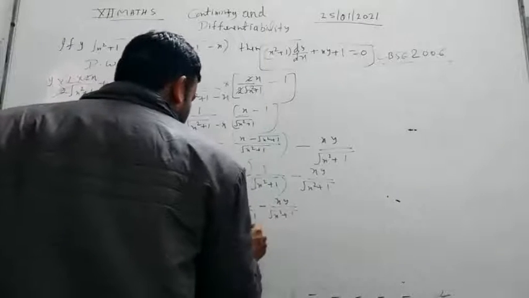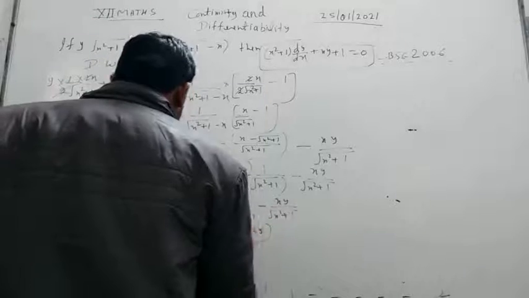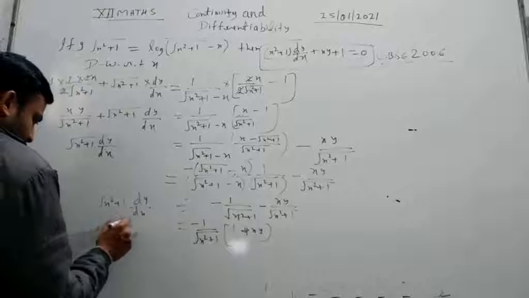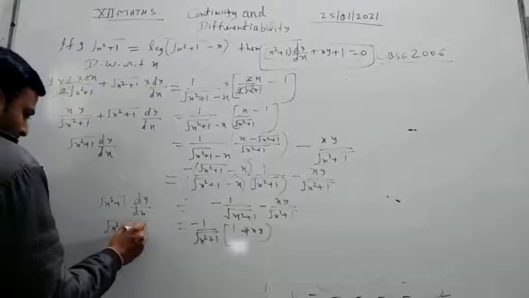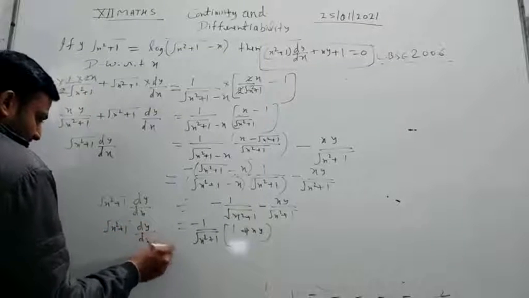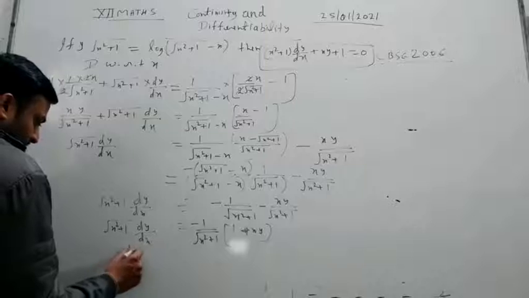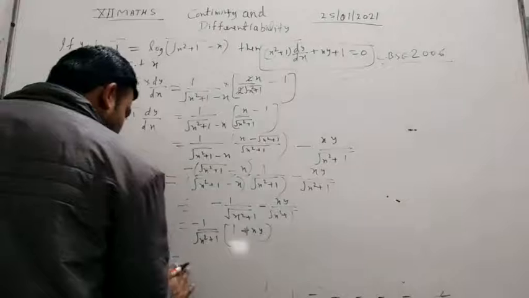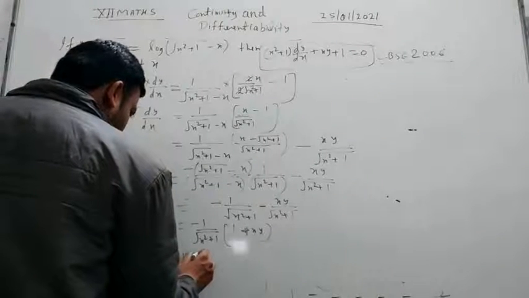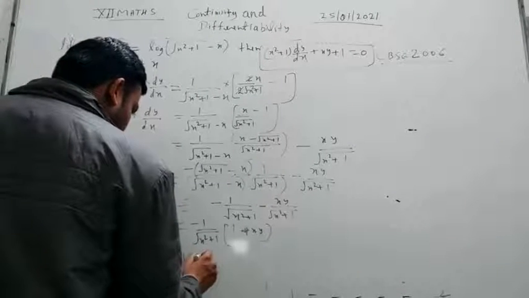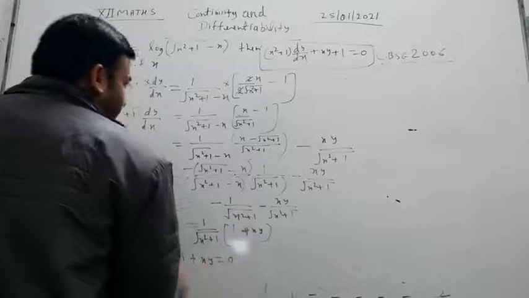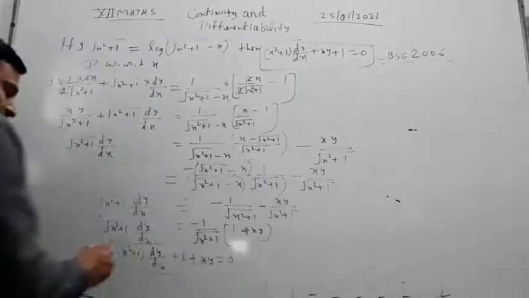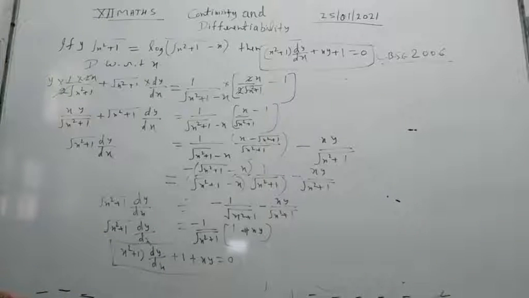Inside we get 1 plus xy. Sending this to the left hand side, we get x square plus 1 dy by dx, plus 1 plus xy is equal to 0, and this is the required result which we had to prove.